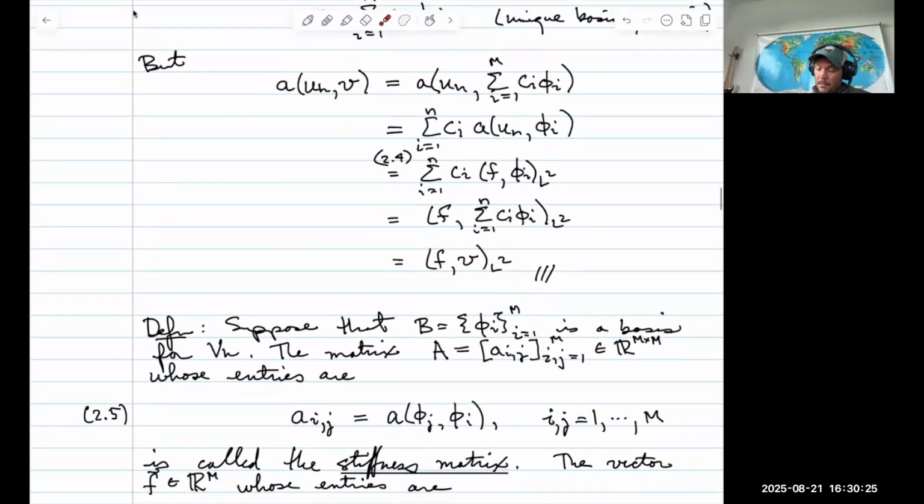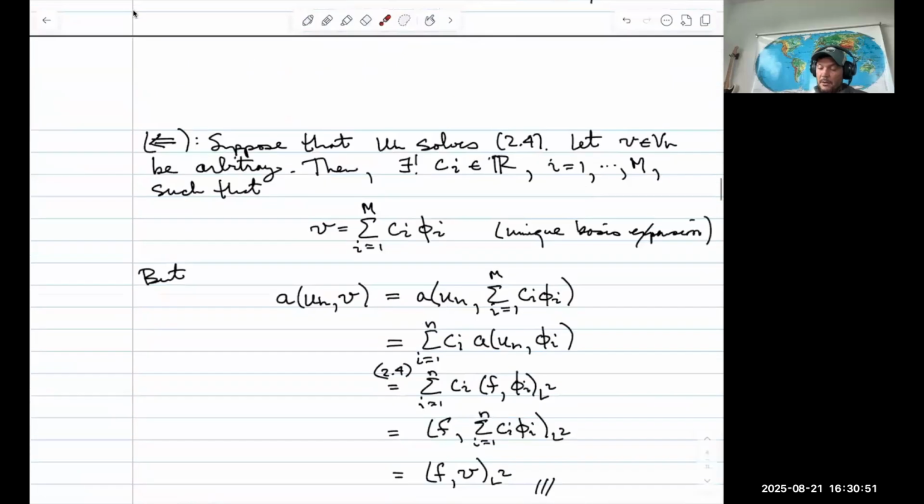Okay, now we can bring the sum and these coefficients back inside because the L2 inner product is also a bilinear form. It's linear in its second component. And then finally, we recognize this reassembles as just v. And so we get f of v. So now since v is arbitrary, we're done. We've shown that that's the Galerkin approximation.